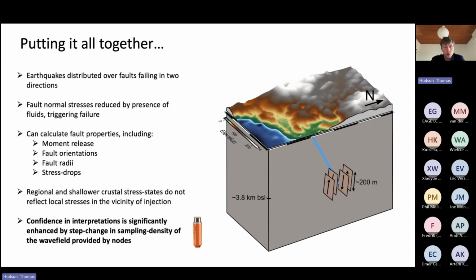And indeed, I think these nodes, in combination with, say, fiber optic sensing, are really going to revolutionize how we can image these geothermal systems at a cost that isn't prohibitive to industry.